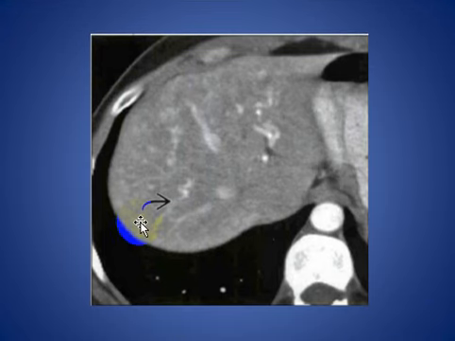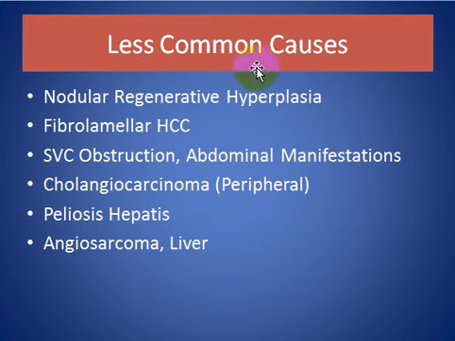Here we see an axial CT scan in the arterial phase with enlarged feeding arteries and early filling of the hepatic vein in a patient with Osler-Weber-Rendu telangiectasia. Less common causes include nodular regenerative hyperplasia, fibrolamellar hepatocellular carcinoma, superior vena cava obstruction, cholangiocarcinoma, peliosis hepatis, and angiosarcoma of the liver.